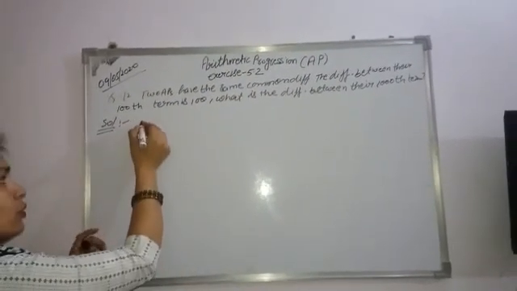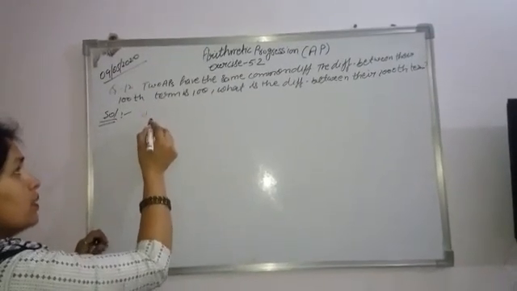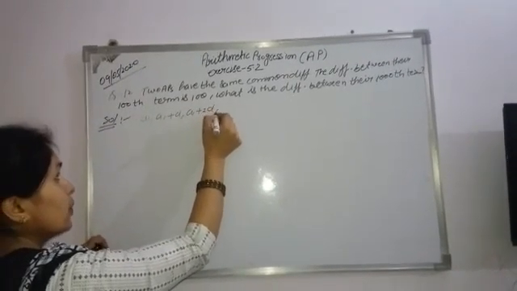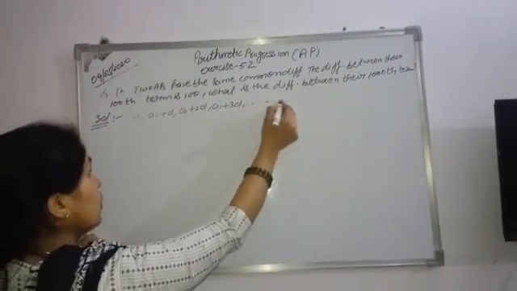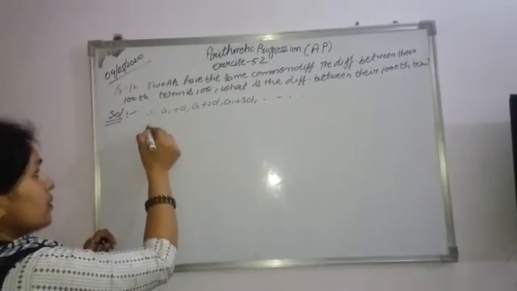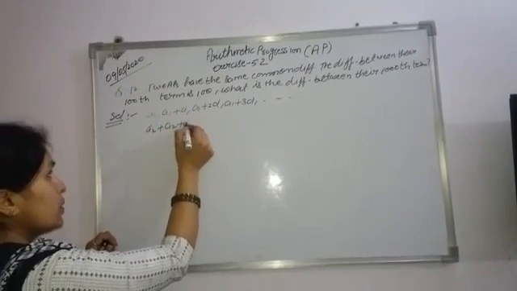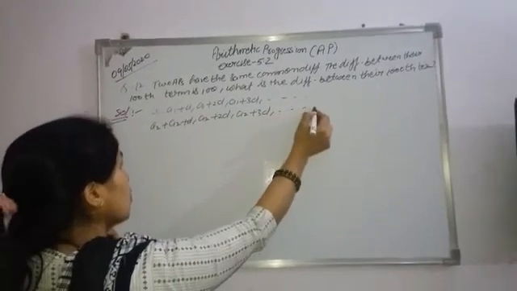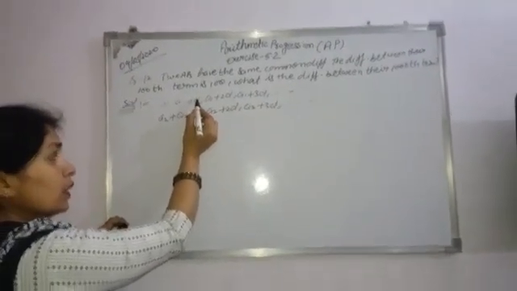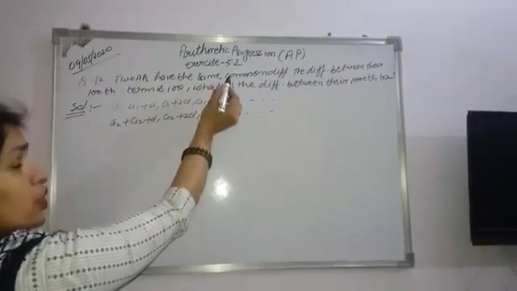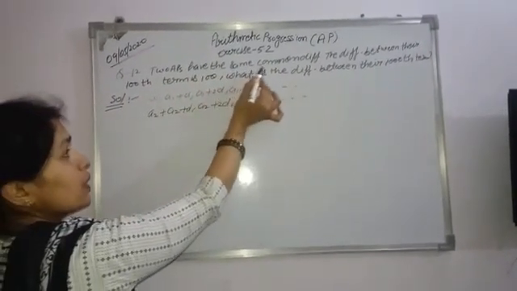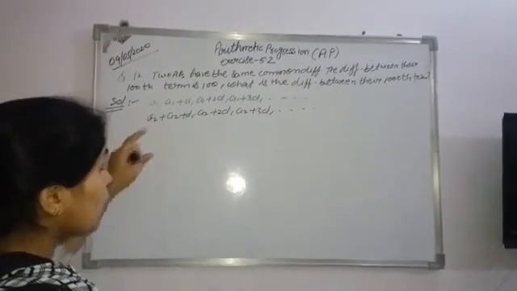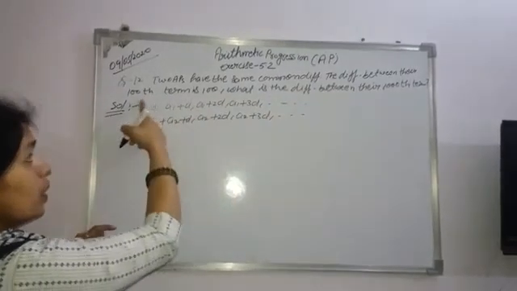So first in this question, let the first AP be A1, A1 plus D, A1 plus 2D, A1 plus 3D and so on. Let us suppose this is our first AP, and the second AP is A2, A2 plus D, A2 plus 2D, A2 plus 3D and so on. We consider that in both APs the common difference D is the same. Why? Because this condition is given to us: two APs have the same common difference. So that's why D is the same in both APs. Now what is the first relation? The difference between their 100th terms.